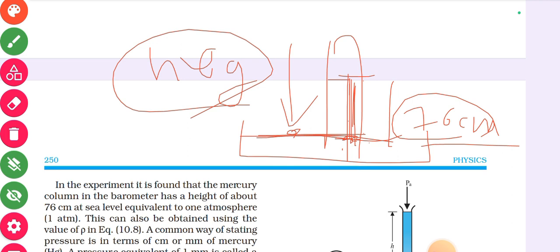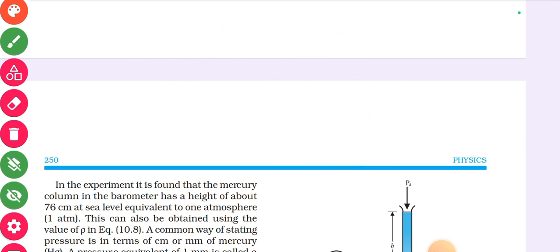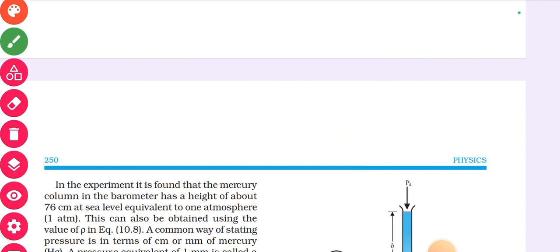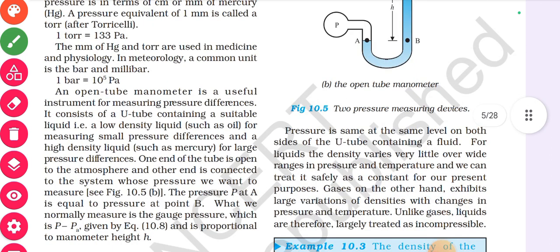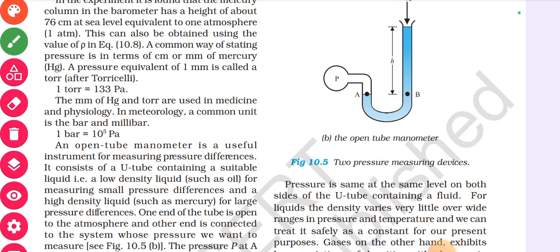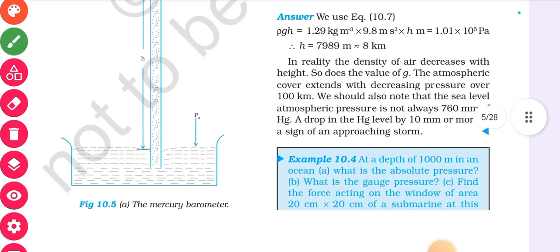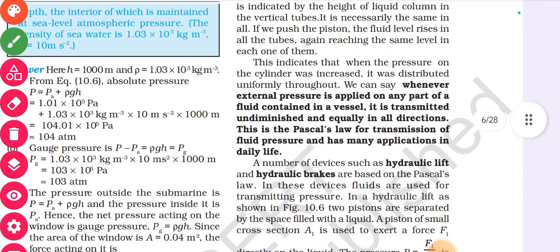Okay, so one unit is 76 centimeter of Hg, or mercury, that we can measure. Other units of pressure are 1.01 into 10 to the power 5 Pascal. This is the atmospheric pressure, and this is also one atmosphere. So you should be familiar with the different units. Torricelli is 133 Pascal.